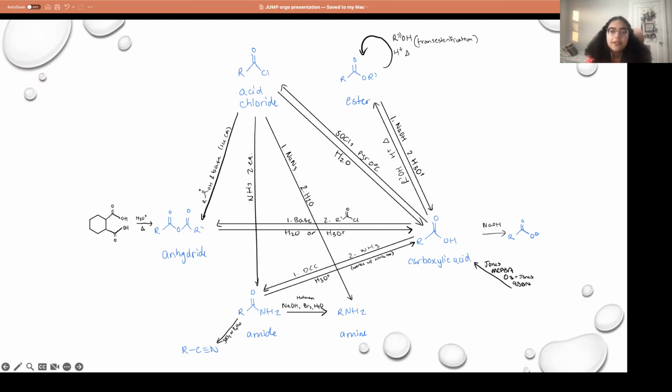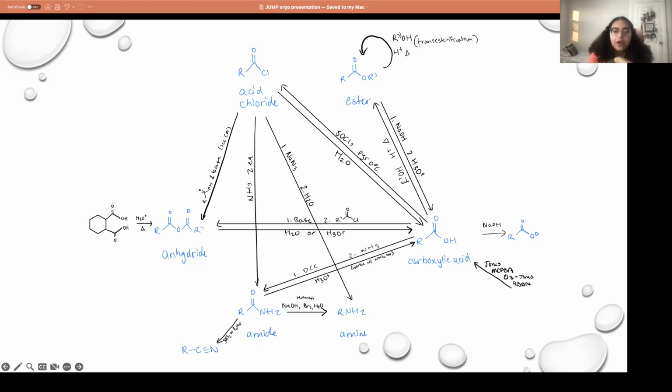As we saw with anhydrides, those can be formed with H3O+ and heat. Or if you're starting with your carboxylic acid, you would need a base, and then an acid chloride can get you to an anhydride. And then just water can get you back to your carboxylic acid. So in general, there are lots of different ways to convert between all the things here.